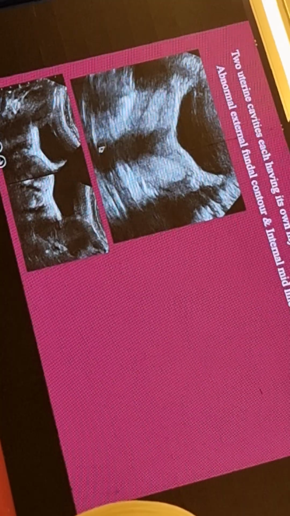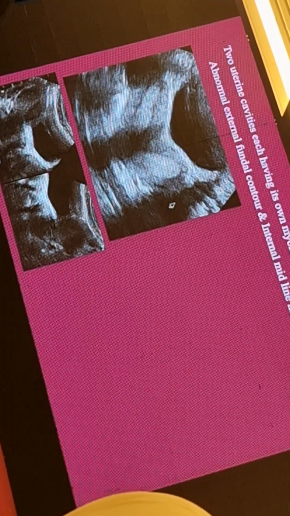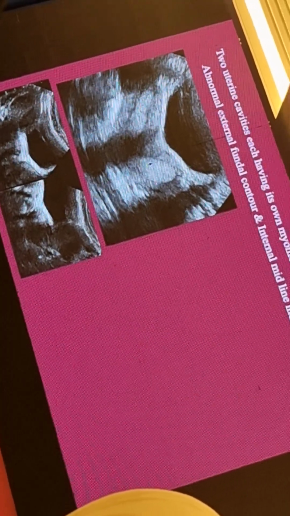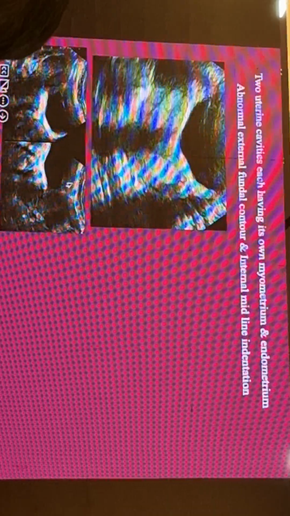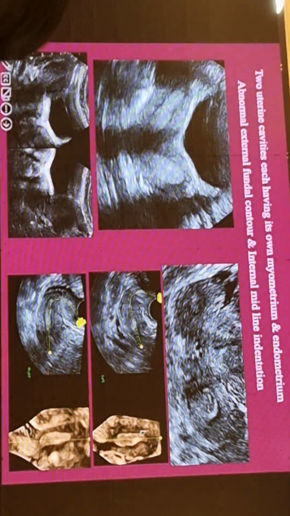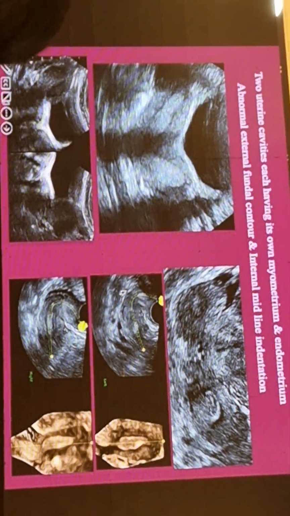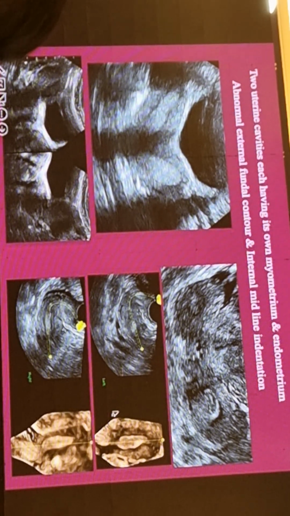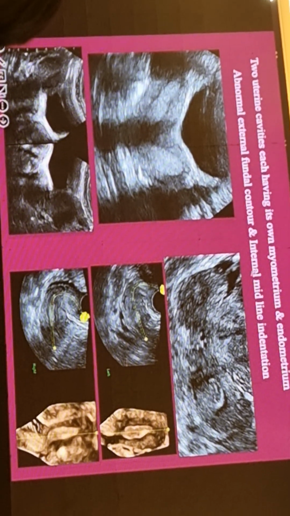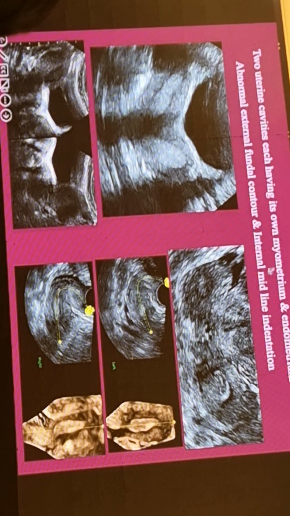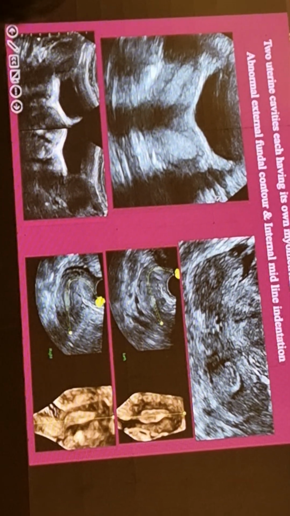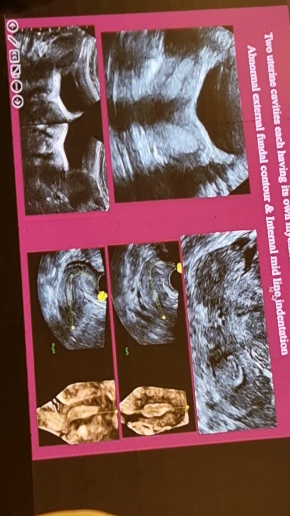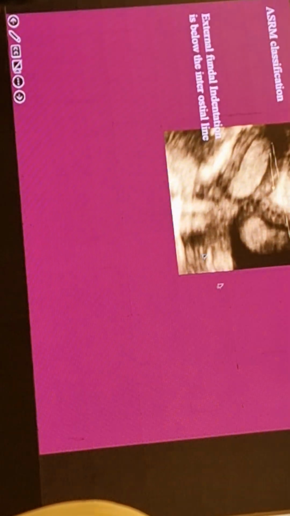These are much better picked up on transabdominal scan because the cavities are way apart and it's easier to pick them up, and they have to be measured as it's hard to do a 3D on these patients. And when we do a transvaginal on these patients, we have to place them separately to call them uterine didelphys. So these cavities have their own myometrium and endometrium. There's an abnormal external fundal contour as well as an internal midline indentation.